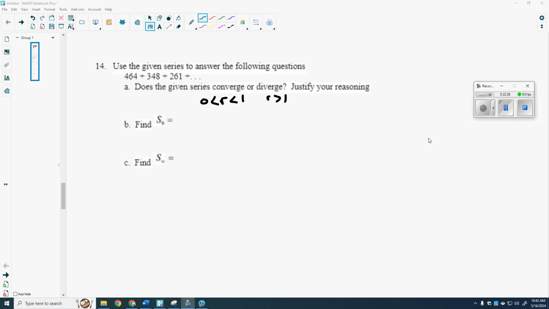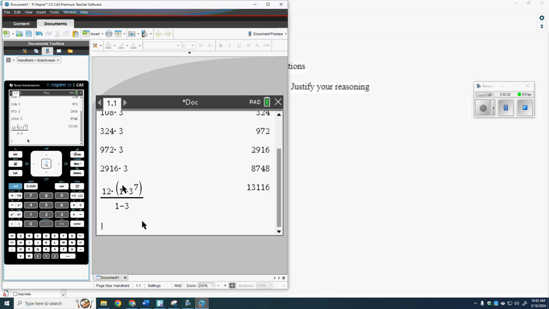All right, so now we have to decide what is r. So we'll grab our calculators and take the second term divided by the first term. So 348 divided by, I lost my number, 464.